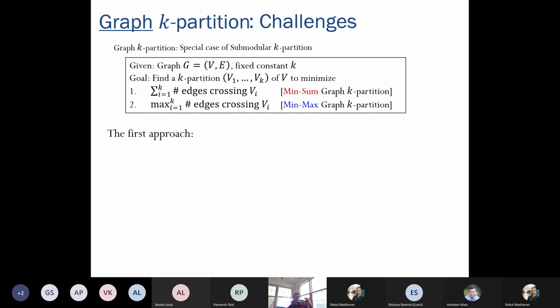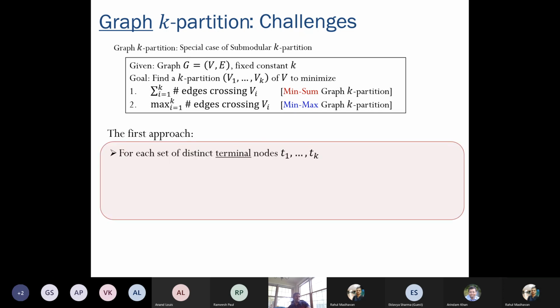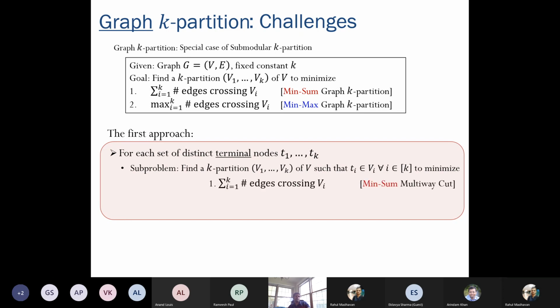Now, one could say, why not extend this approach to larger constants k? What about k equals 3 or 4? Why not do the same? That is, for each set of distinct terminal nodes, t1 through tk, we solve this subproblem, namely find a k partition of the vertex set such that the ith terminal is present in the ith part so as to minimize the measure of interest, namely the sum of the number of edges crossing the k parts. Solve this subproblem and return the cheapest of all of these.